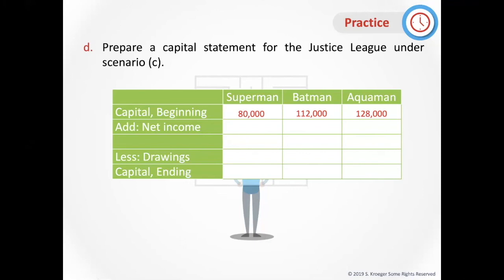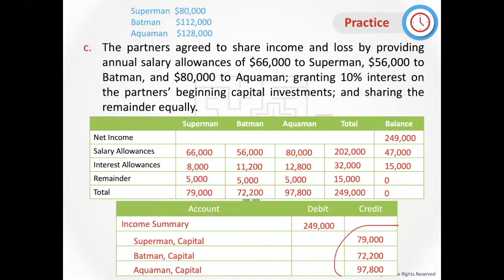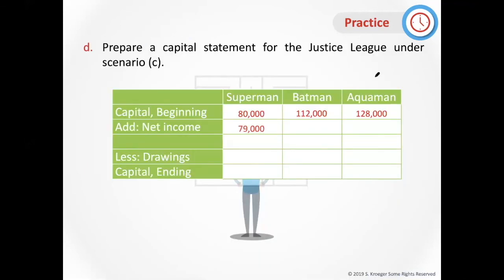The next step is to add the net income, and remember we're using Part C's information for this. Here's Part C. This is the income we're able to allocate to the different partners. We'll put in 79,000 for Superman, 72,200 for Batman, and 97,800 for Aquaman. We'll put those totals in.